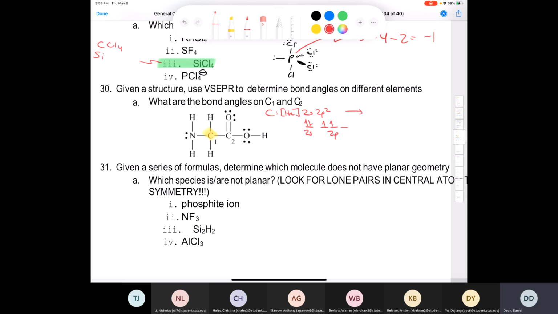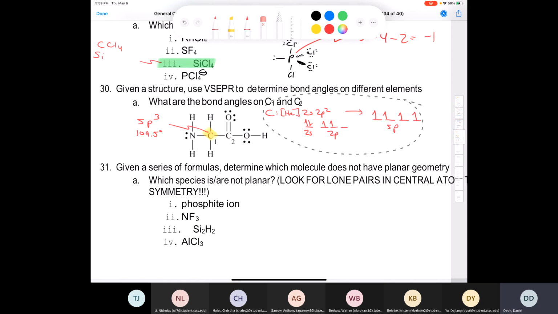So what do you have to do? You have to hybridize them to make 1, 2, 3, 4 sp3 hybrid orbitals where they each have 1 bond, like that. So this is sp3 hybridized. If it's sp3 hybridized, that means it's tetrahedral. You've got 4 bonds, no lone pairs. The bond angles are all 109.5 degrees.